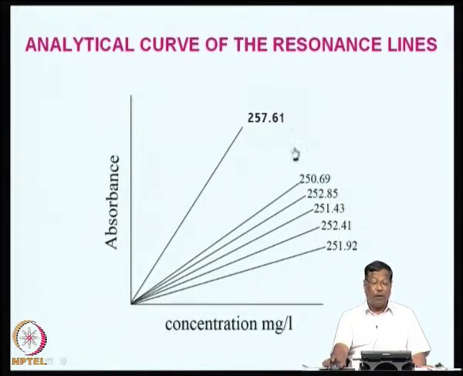You can see that all these are 0.6, 0.69, 0.85, 0.43, 0.41 and 0.92. So, if you choose 251.61 plus or minus 0.2, that is 0.43 as well as 0.85, all these lines will be permitted through the monochromator, and you will end up with an absorption curve somewhere in between this and this, because many other resonance lines are also coming in this range.